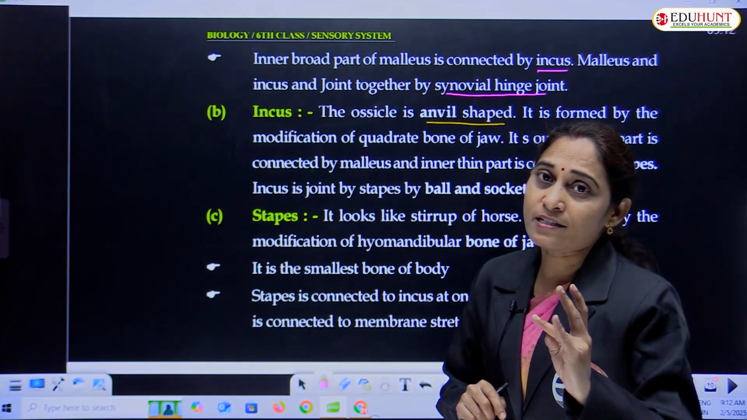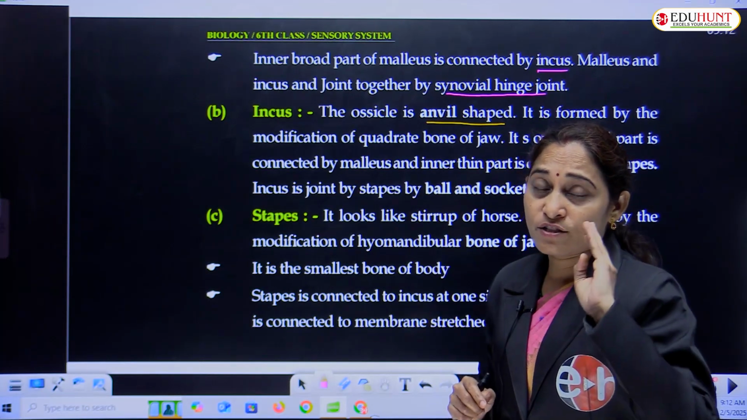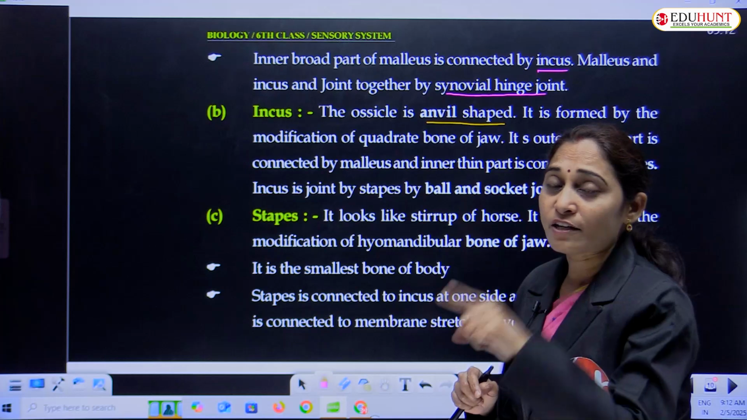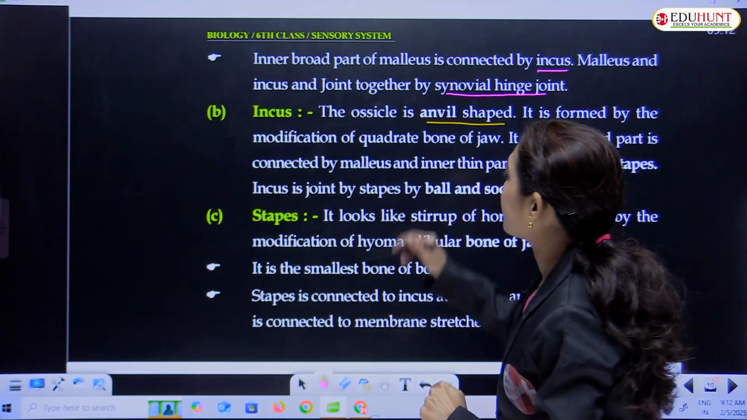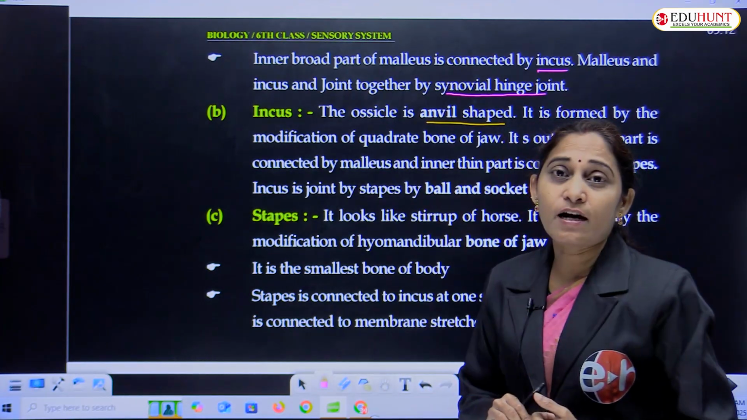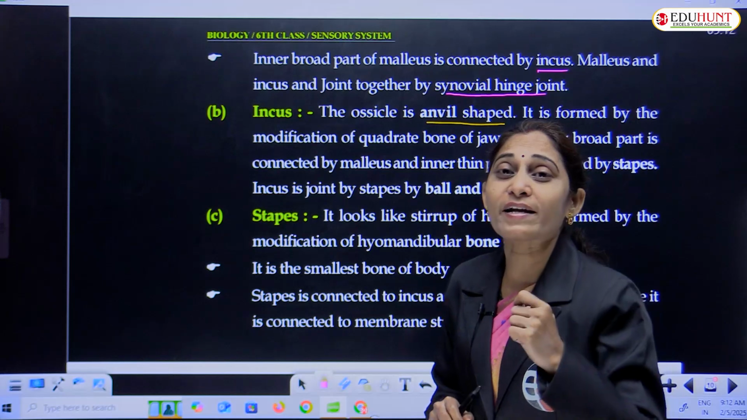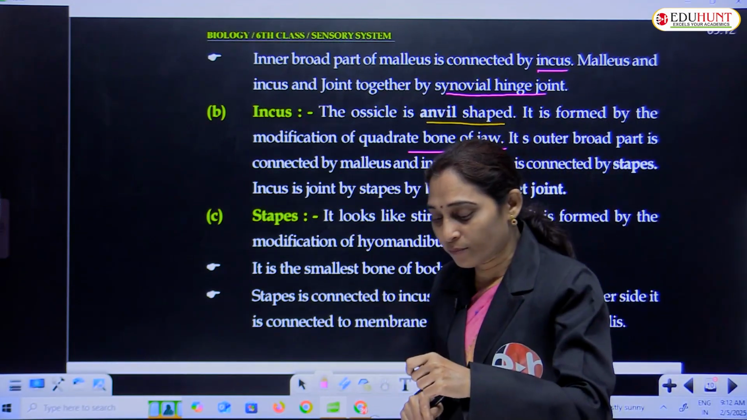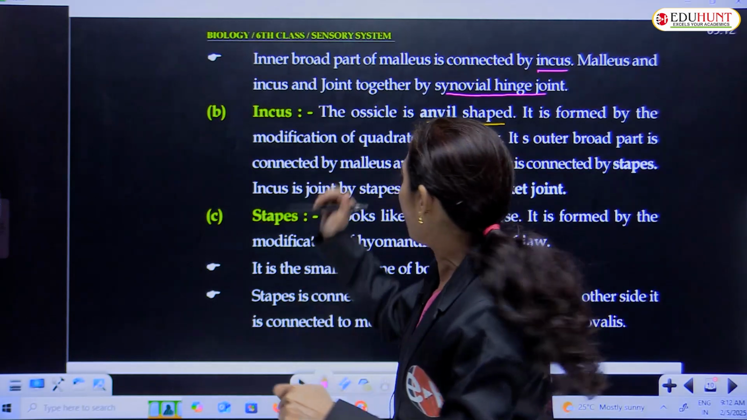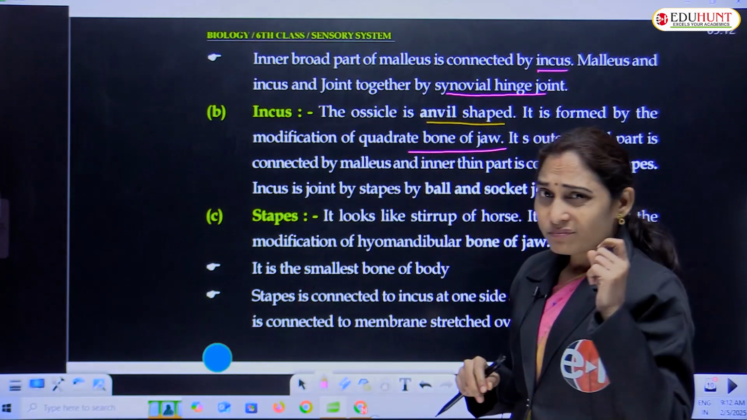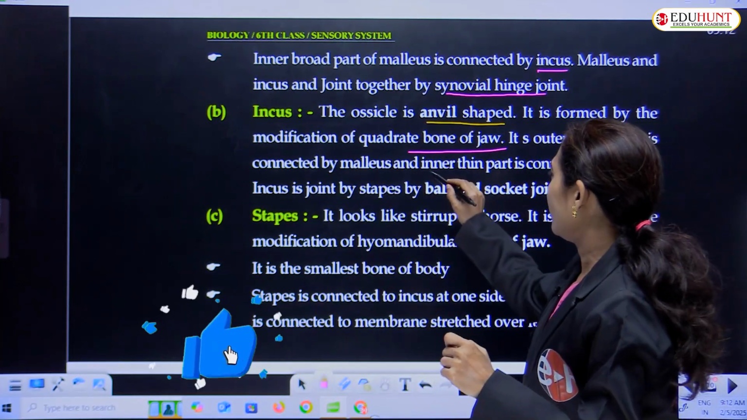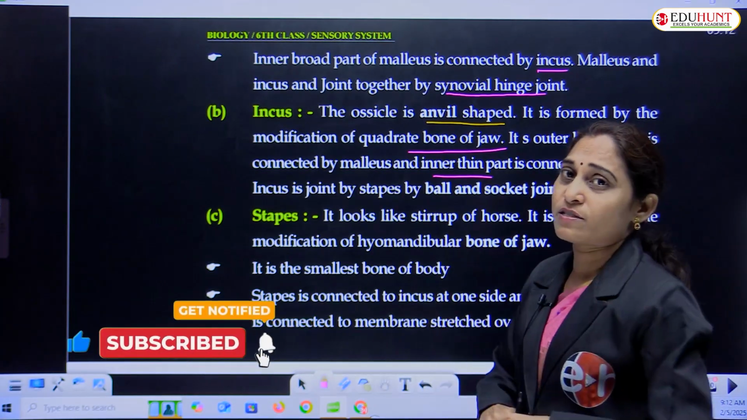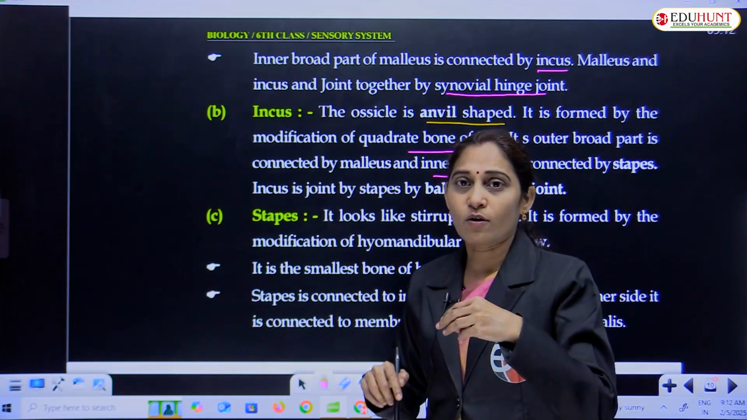Malleus, incus, stapes. Malleus is the modified bone of the jaw, that is, the articular bone of the jaw. And second is incus. It is the modification of the quadrate bone of the jaw, and it is connected at its inner thin part to the stapes, the third bone, the third ear ossicle.